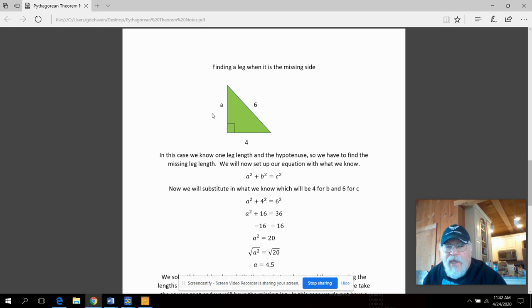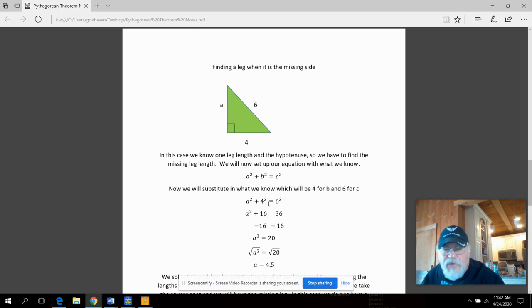So I've got A is missing, 4 is my other leg, I'll call that one B, 6 is my hypotenuse, that has to be C. Okay? So I set up my equation, I got A squared plus B squared equals C squared. And then I just plug in what I know. I don't know A, so it stays A. 4 is B, 6 is C. Okay? So I've got a squared plus 4 squared equals 6 squared.